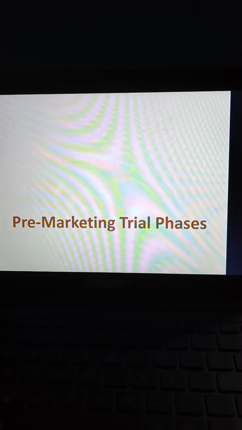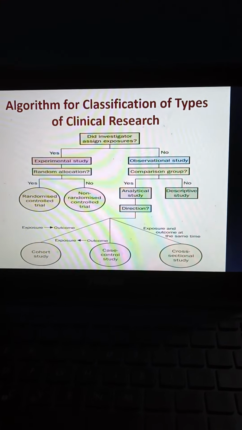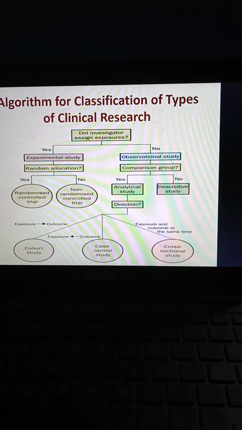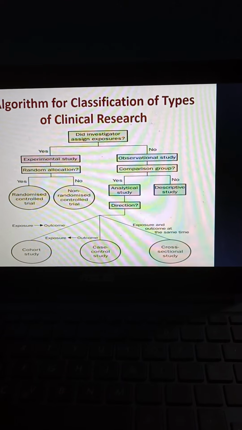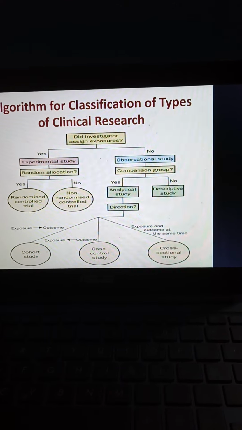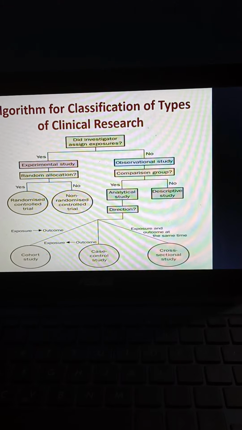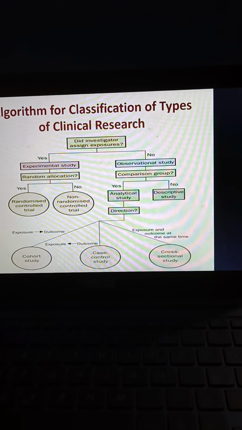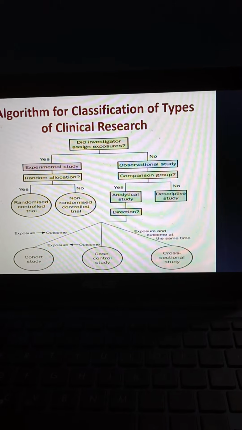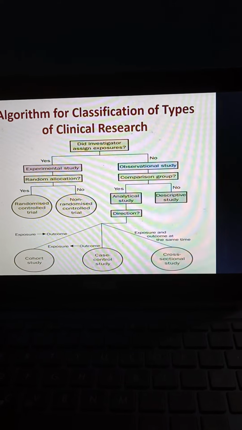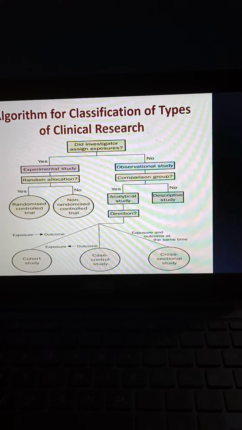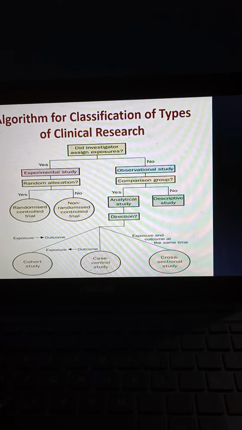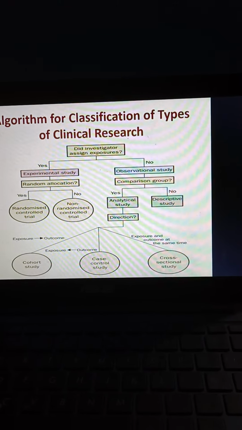Then pre-marketing trial phases. So, the algorithm for classification of types of clinical research. Did the investigator assign exposure? If yes, then it is an experimental study. If no, then it is an observational study. And in case of an experimental study, ask about random allocation. Is there random allocation? If yes, then it is a randomized controlled trial. If no, then it is a non-randomized controlled trial.